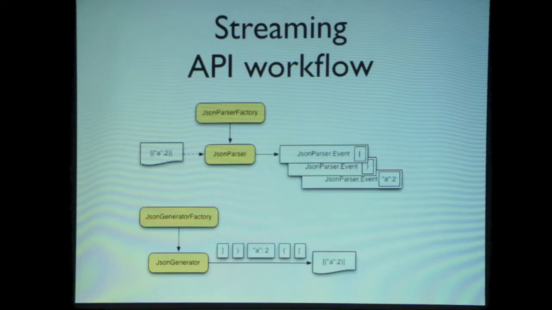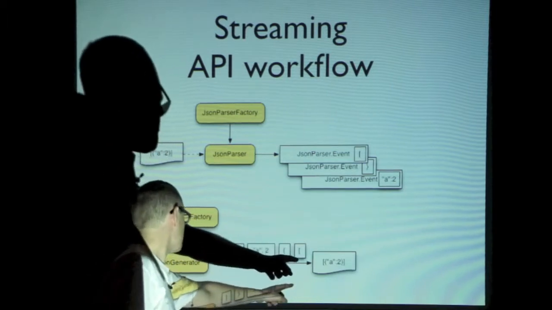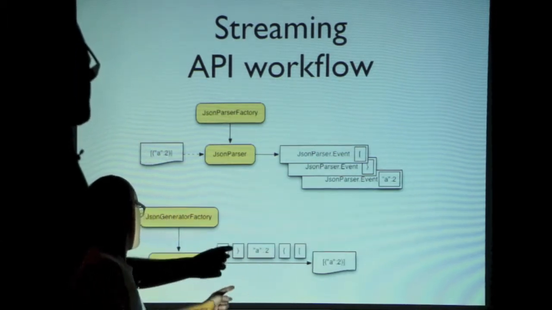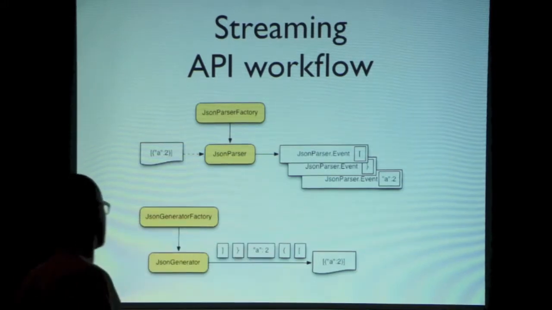And then in reverse, if you want to get a string back out, you use a JSON generator and you start feeding it events. So in this case, we're feeding it events, like we feed it this one, start an array, start an object, put a key value mapping in, end the object, end the array, and then you end up with that.